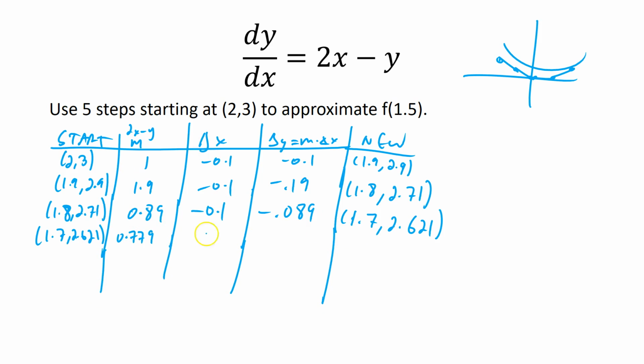Fun numbers on this one. All right, negative 0.1 for our step again. So if you multiply them together, it's going to be negative 0.0669. So we have 1.6, and then if we do 2.731 minus 0.0669 gives us 2.6641. Okay, one more. So we got 1.6, 2.6641.